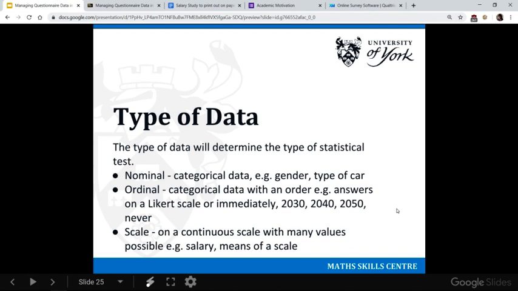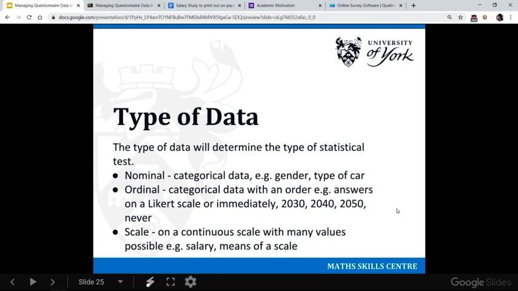The type of data is going to determine the type of statistical test. So it's another thing that people find hard to do, pick the right statistical test. So what's important with questionnaire data is to think about how you're collecting your data. In SPSS, it talks about 3 different types of measure. It talks about nominal, which is categorical data. So in these examples, we have gender, which is nominal. We have type of car, which is nominal.